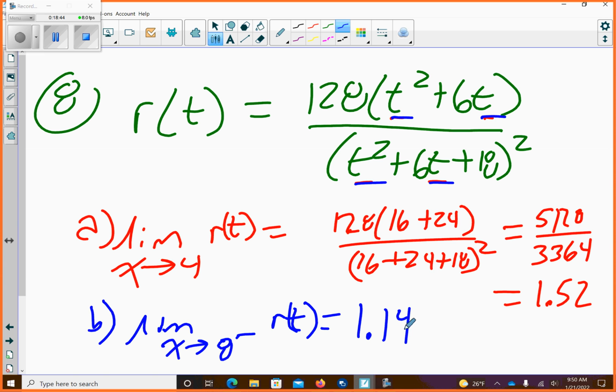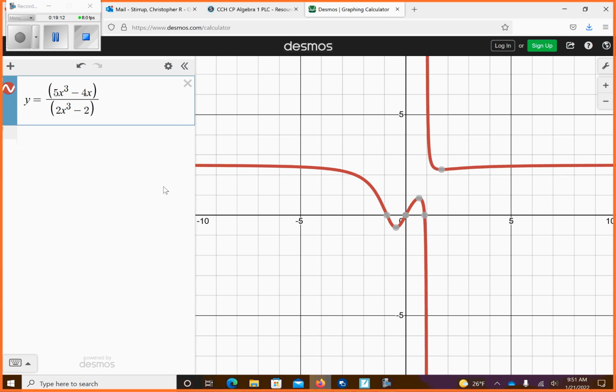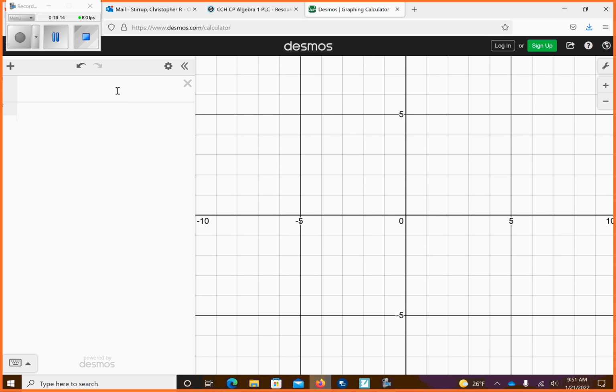Cool. Anything else? You feel okay about it? Yeah. I thought you said not just plug it in. So sometimes you can directly plug it in, especially if you're not looking at a graph. You could have graphed that, substituting x in for t, and take a look at the graph to see what happens.